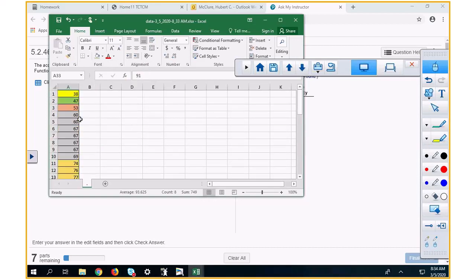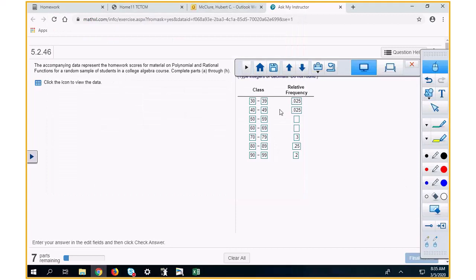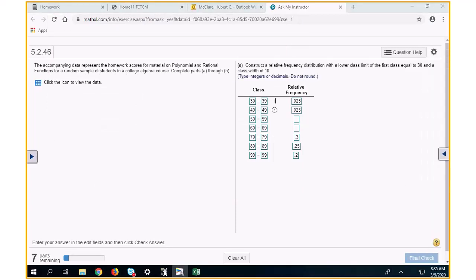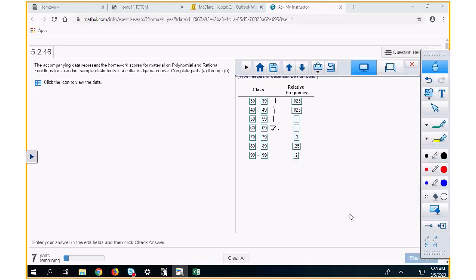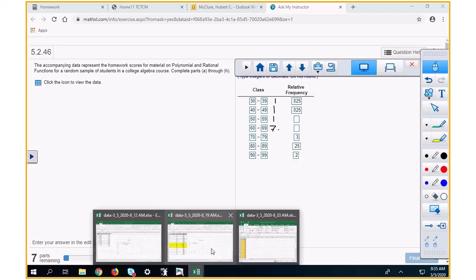1, 2, 3, 4. Let's see. 1, 2, 3, 4, 5, 6, 7. Let's go ahead and do 7. So put a 1 here. And then what's the others? Y'all have to excuse me, I'm having to go between screens.